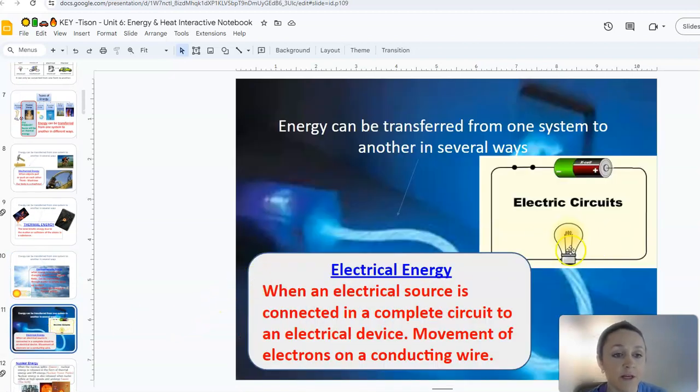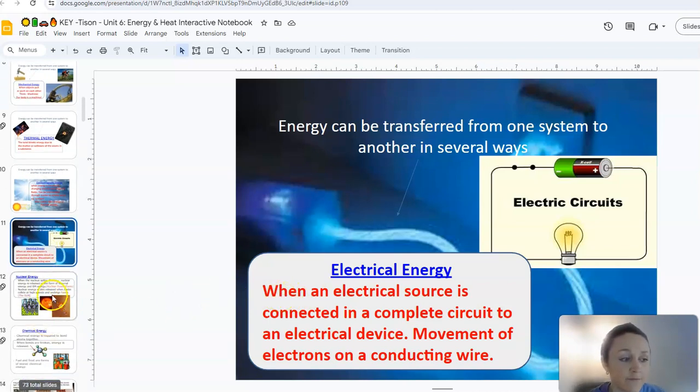Electrical energy. When energy is flowing through wires, we call that electrical energy. So an electrical source is connected to a complete circuit. We have movement of electrons through conducting wires. That is your electrical energy.